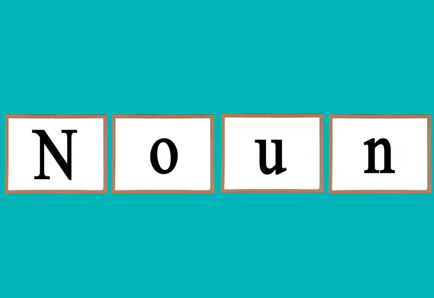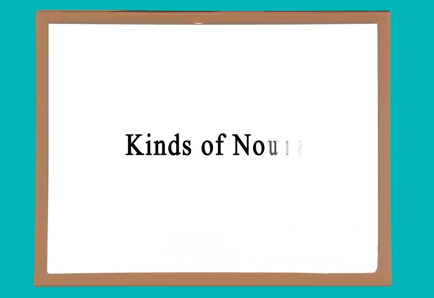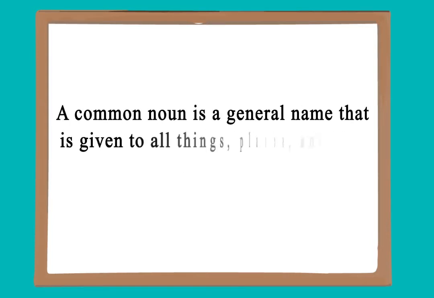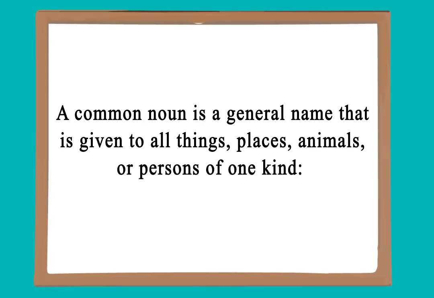Noun. Kinds of nouns. There are two main kinds of nouns, common and proper. A common noun is a general name that is given to all things, places, animals, or persons of one kind.